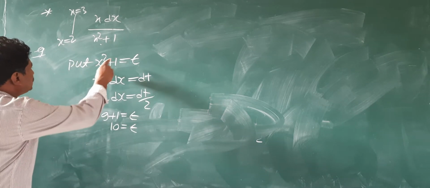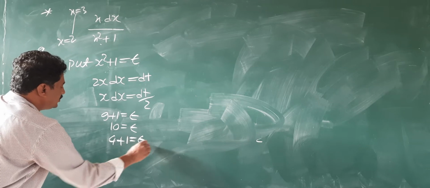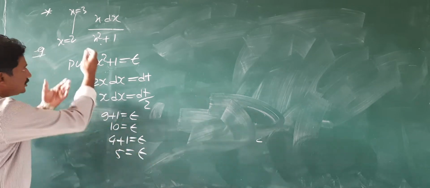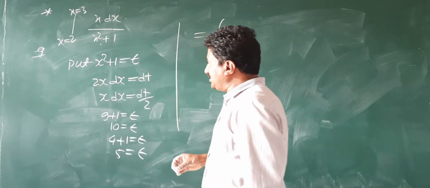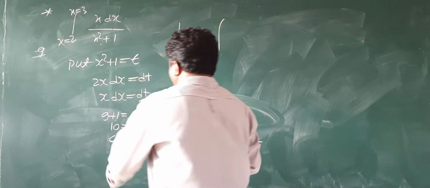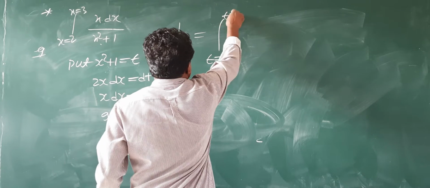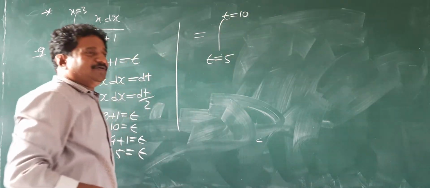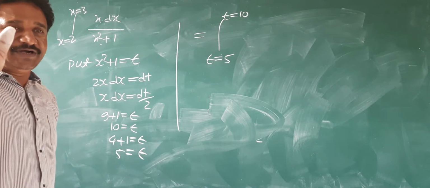5 plus 2 square, 5. 4 plus 1 equals t. It is 5 equals t. Substitute in that. So tell me the limits. Limits are from lower limit 5 to 10. You can write the variable t equals 5 to t equals 10, or simply you write 5 to 10.